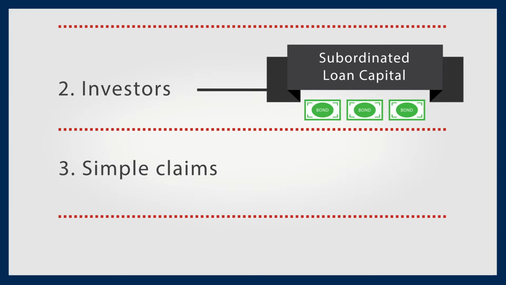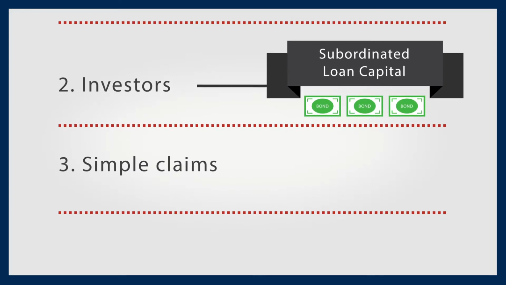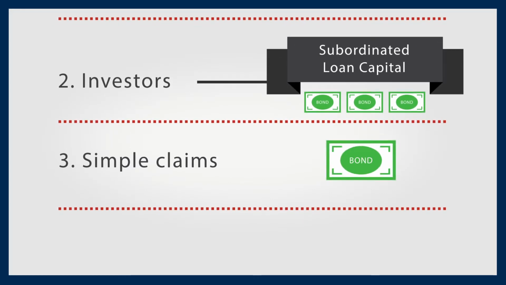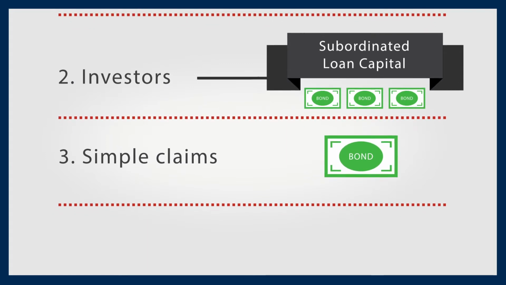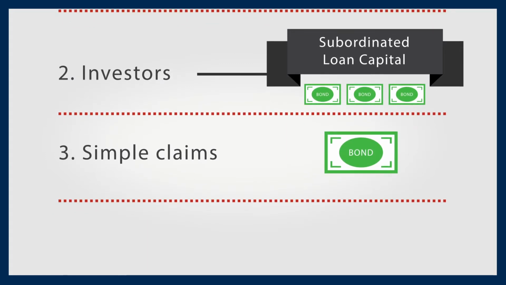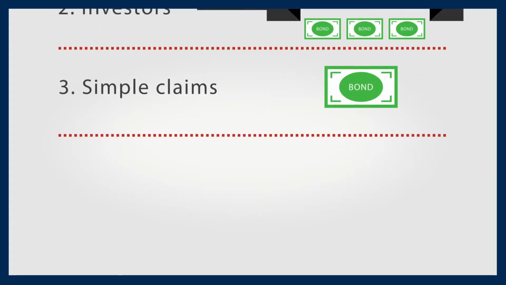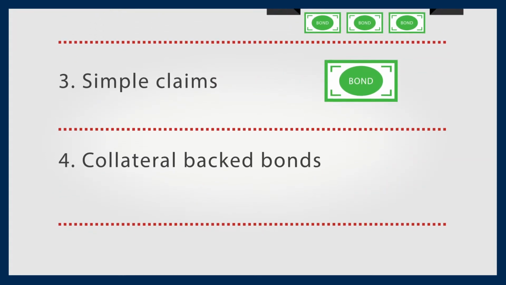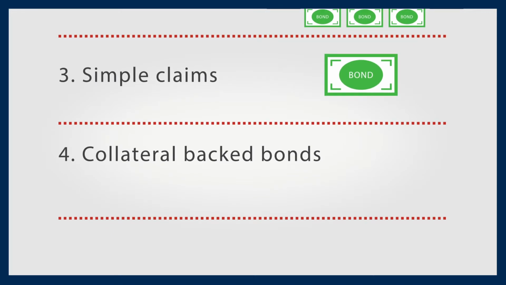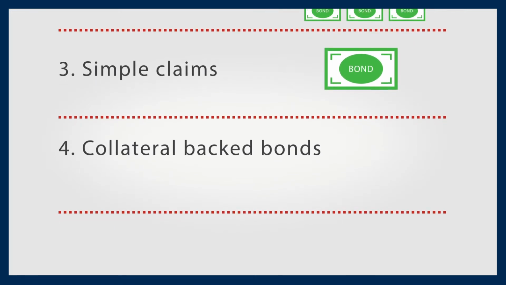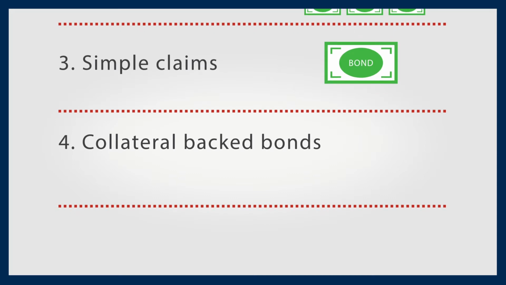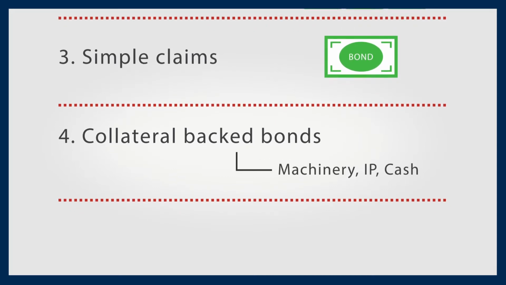Then come the simple claims. These cover most normal bond issues. These are bonds with no special conditions attached, or those that have a senior rank relative to other bond issues. Finally, we have bonds that are backed by collateral in specific assets. In theory, this can be any kind of asset, and examples may include machinery, intellectual property, or cash.